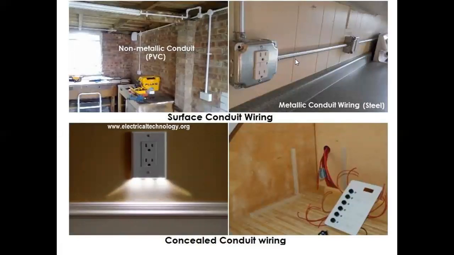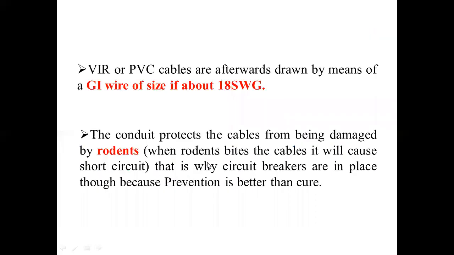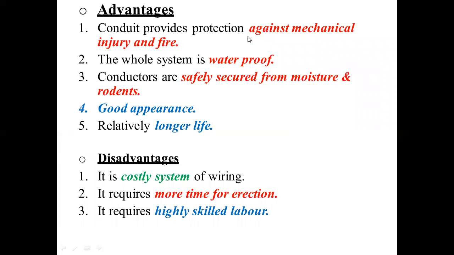So this is surface conduit. Here you can see the conduit pipe. This is the concealed conduit wiring system. We can only see the socket point. The cable, everything will be inside the wall. The advantage is the protection against mechanical injury and fire, which is the most required advantage. And the whole system is waterproof. Conductors are safely secured from moisture and rodents, and good appearance. The look is very good, and the life is relatively longer; the durability is also very much higher.